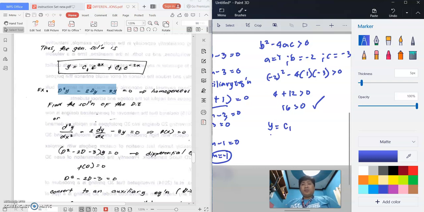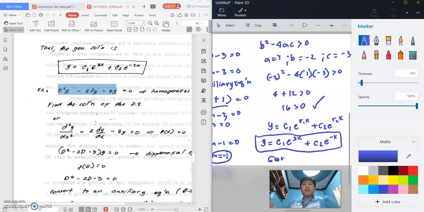you have two roots, so c sub 1, e raised to the power of first root times x plus c sub 2, e second root times x. So, therefore, y equals c sub 1, e, our first root is positive 3, right? 3x plus c sub 2, e raised to the power of negative 1x or negative x. So therefore, this is your general solution in order n.